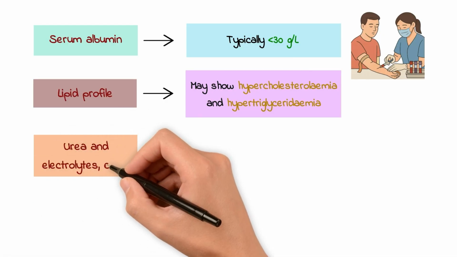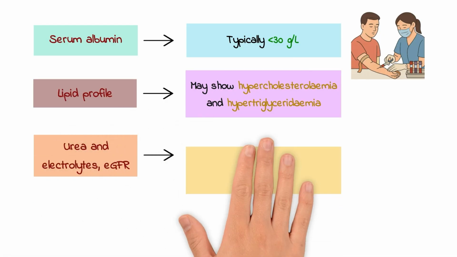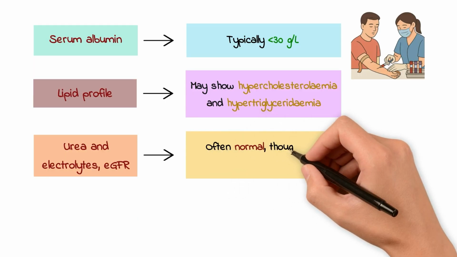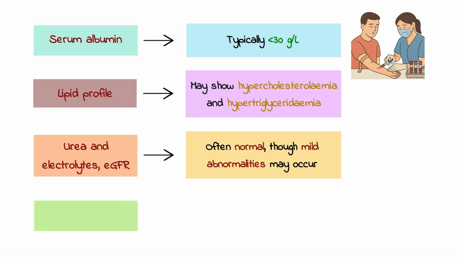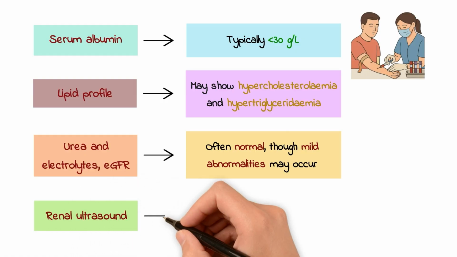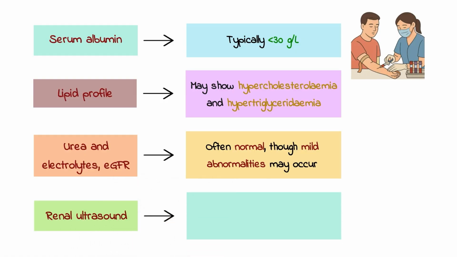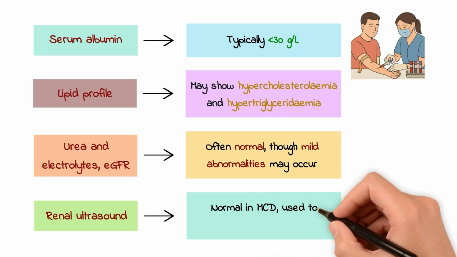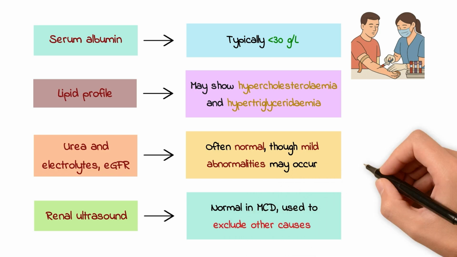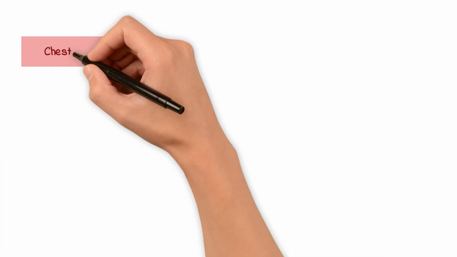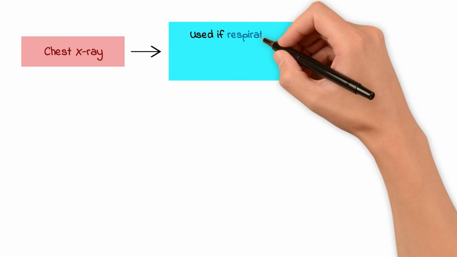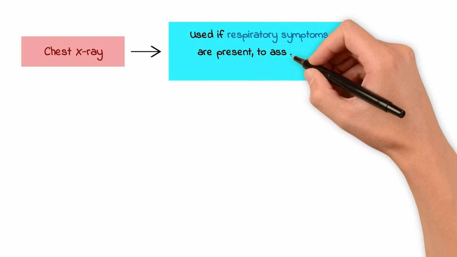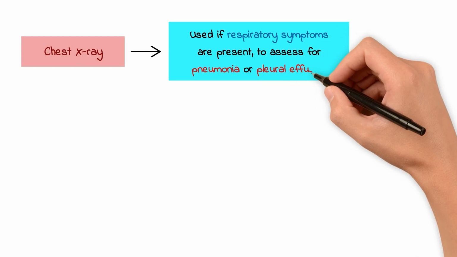Urea and electrolytes. These are often normal, though mild abnormalities may occur. Renal ultrasound. This is normal in minimal change disease and is used to exclude other causes. Chest X-ray. This may be used if respiratory symptoms are present to assess for pneumonia or pleural effusion.